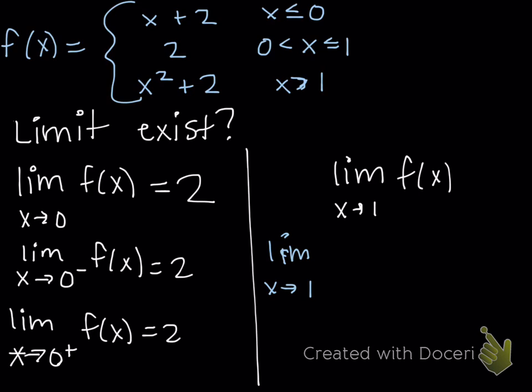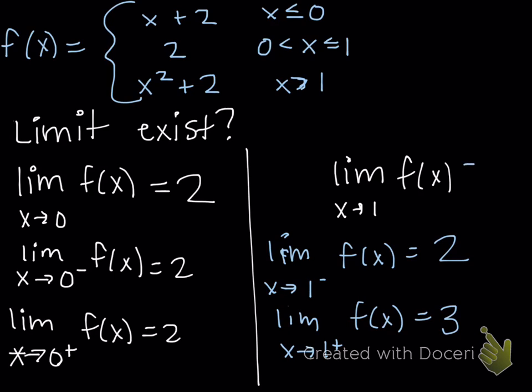So as we approach 1 from the left, I'm on that middle piece. So the function is just a flat constant of 2. As I approach 1 from the right, I would plug it in, so 1 squared is 1 plus 2 is 3. So as I approach 1 from the left versus the right, they're not the same, so the limit does not exist for f of 1.